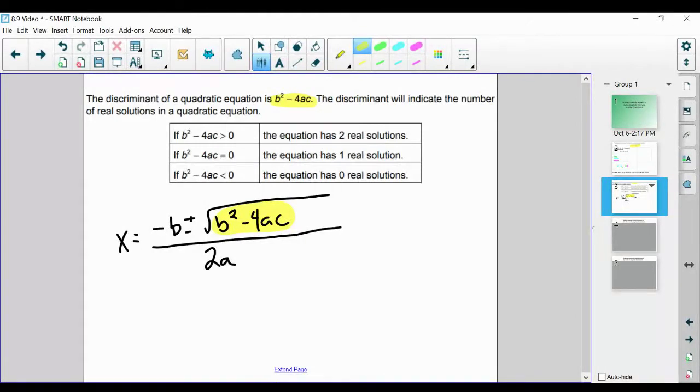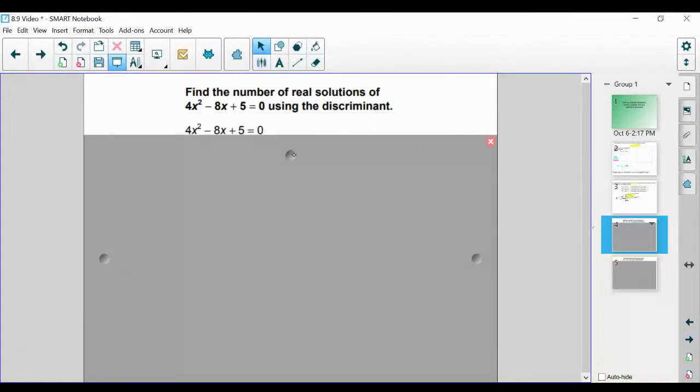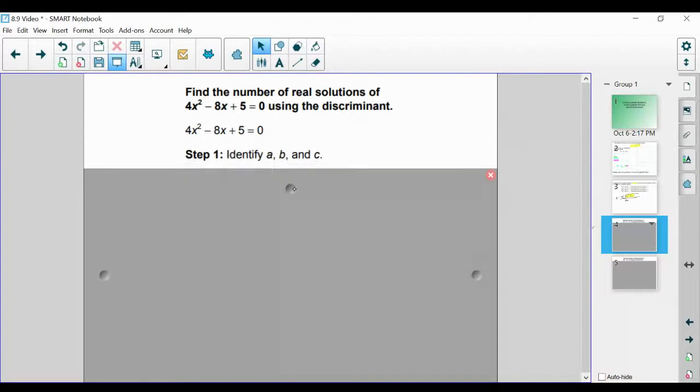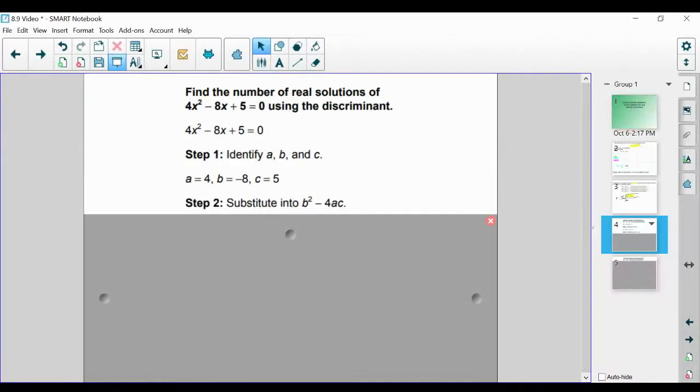But let's go through a couple of examples to see if we can identify how many real solutions there are going to be. So let's find the number of real solutions of 4x squared minus 8x plus 5 is equal to 0 using the discriminant. Let's recall that our discriminant is b squared minus 4ac, so we need to know what a, b, and c are. We can substitute them into b squared minus 4ac.